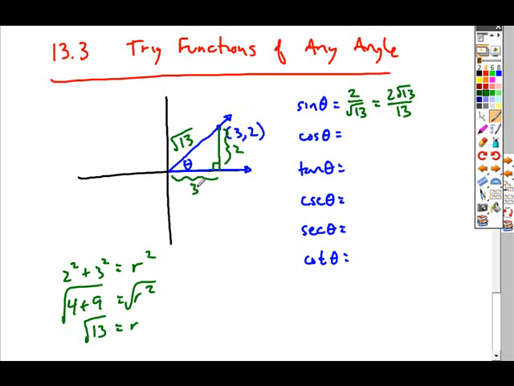Okay, the cosine is 3 over root 13, which again, rationalized is 3 root 13 over 13. The tangent is opposite over adjacent, 2/3. And then you can do all the reciprocal functions here just by inverting. And again, that's why I wrote this form for these two. Just take root 13 over 2, root 13 over 3, and the cotangent 3 over 2.